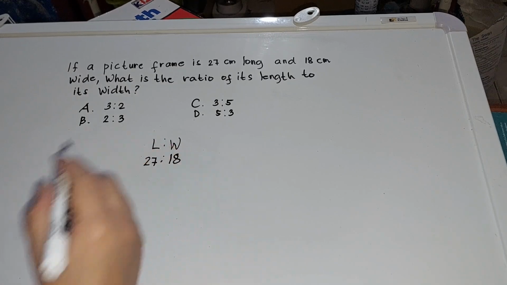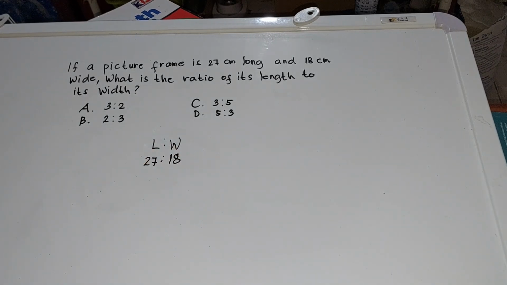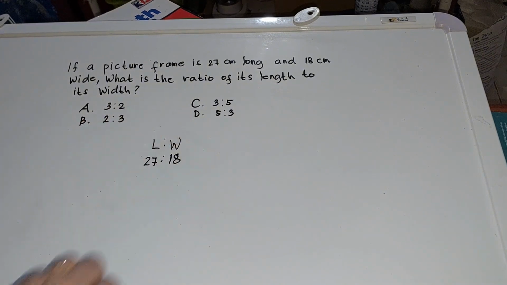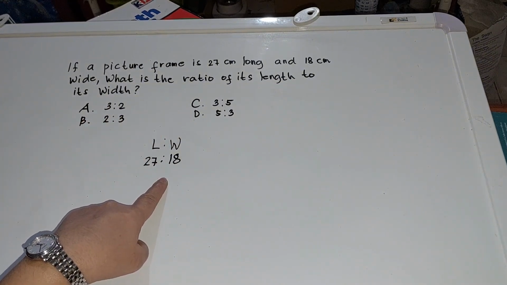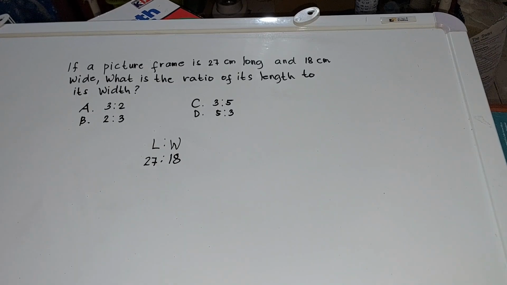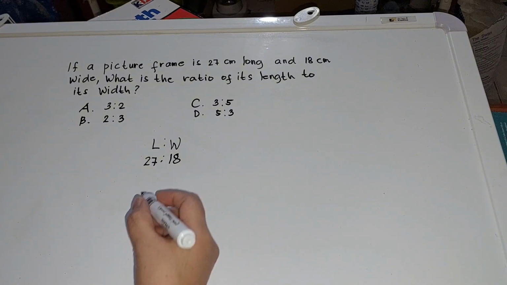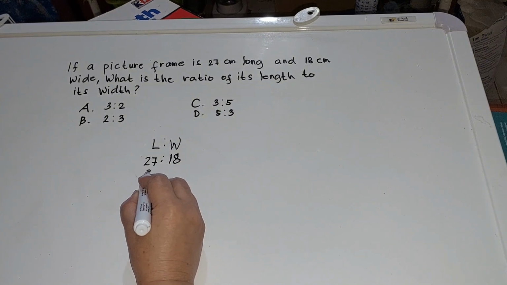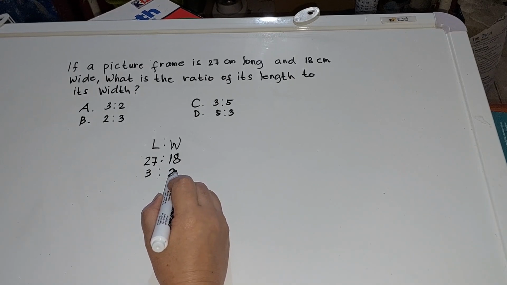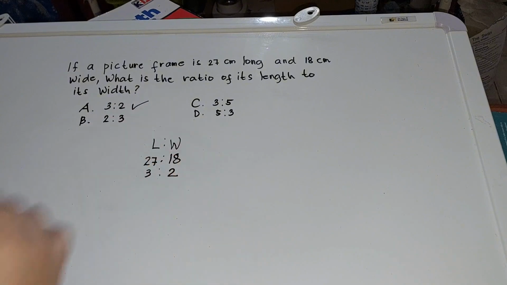18. But since there's no 27 is to 18 in these choices, we try to simplify our answer. 27 and 18 are divisible by 9. So 27 divided by 9 is 3, and 18 divided by 9 is 2. So the answer is letter A, 3 is to 2.